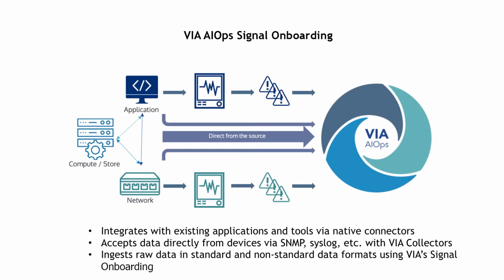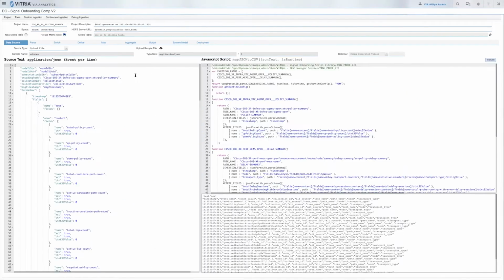Today, we're demonstrating VIA AIOps Signal Onboarding process. VIA AIOps collects and enriches streaming data from devices, the network, and applications in real time. The onboarding process builds data models automatically with dimensions and data types. This simplifies and speeds the processing of data preparation, ingestion, and enrichment. Let's review the UI and see how this works.